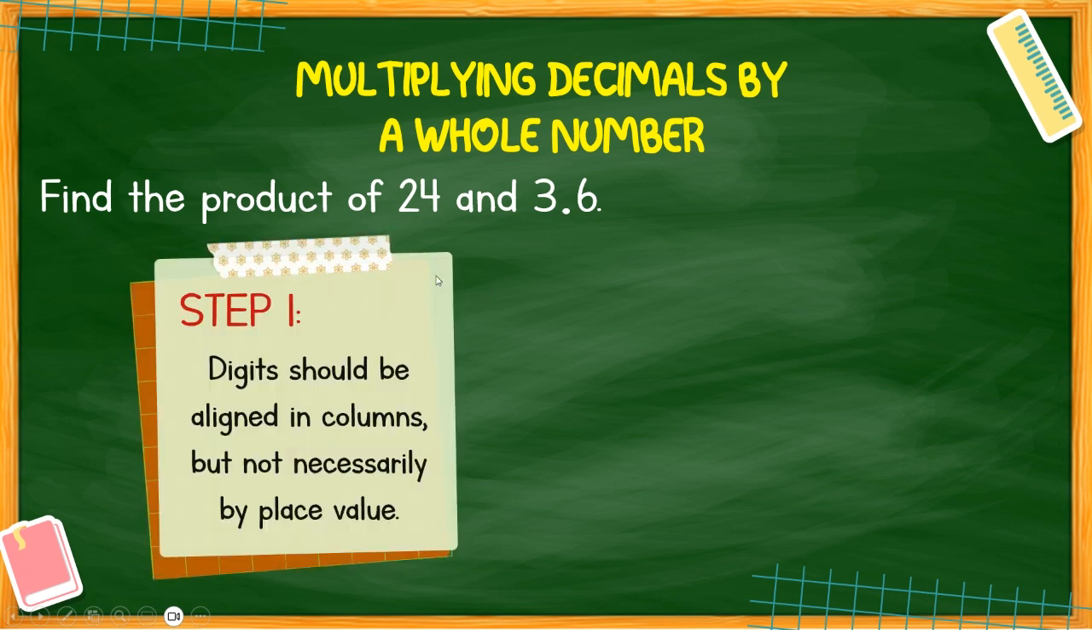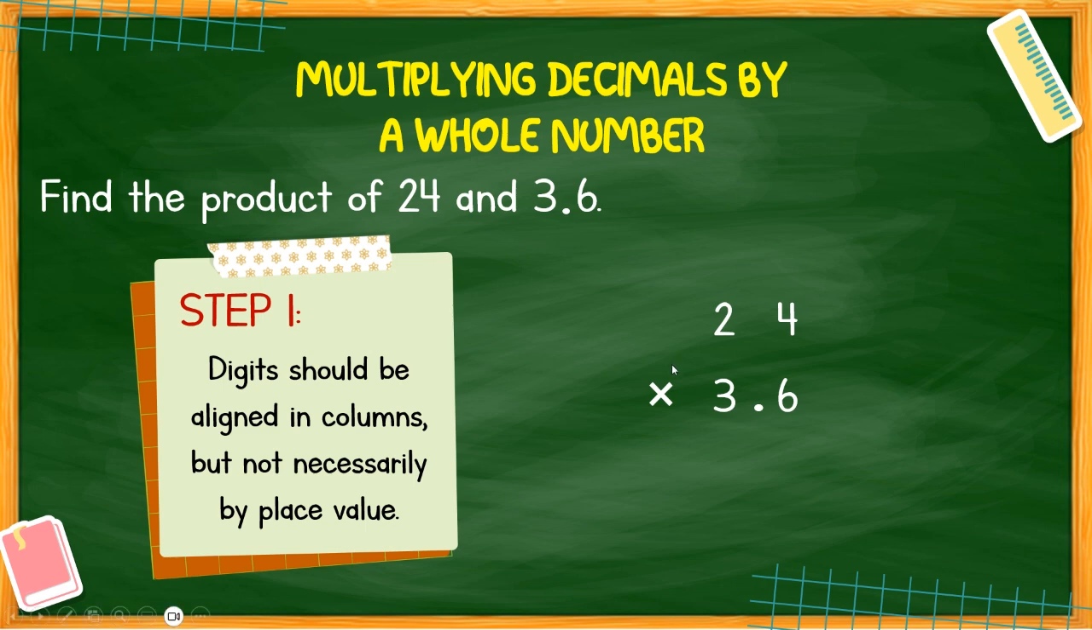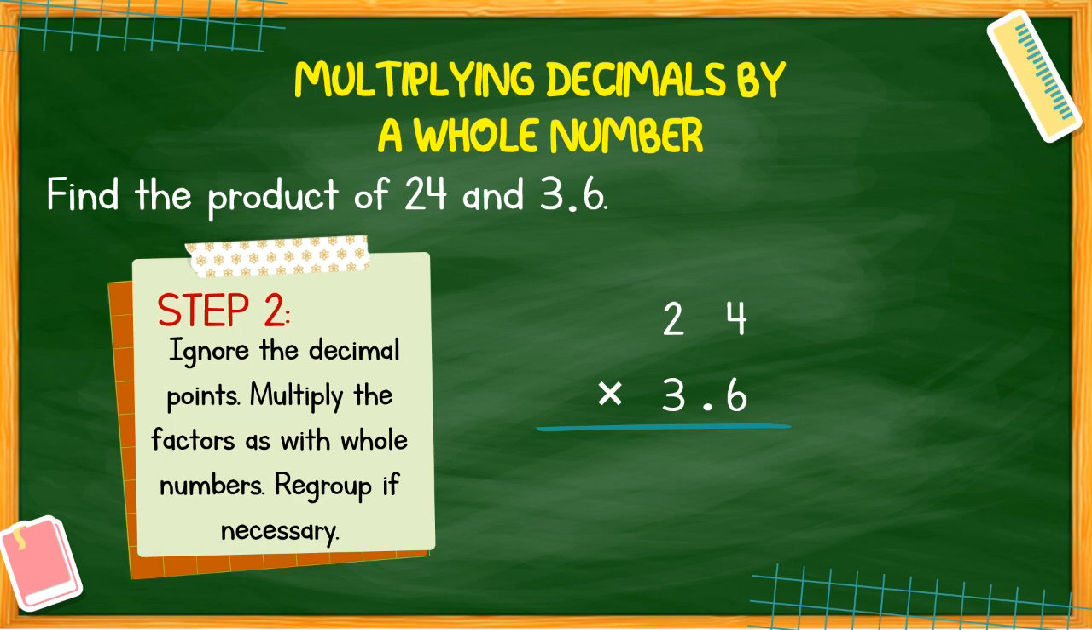Let's align the digits in columns, as necessary, by place value. So as we recall, when we subtract and add decimal numbers, we're going to align the decimal point vertically. But this time in multiplication, no need to align the decimal point vertically. You just multiply it by the whole number. Now let's multiply. Now, step number 2, ignore the decimal point and multiply the factors as a whole number, like I said earlier, and then regroup if necessary.